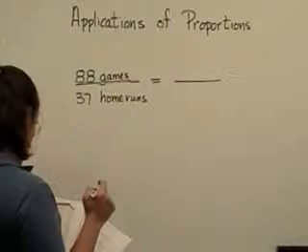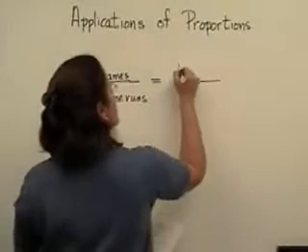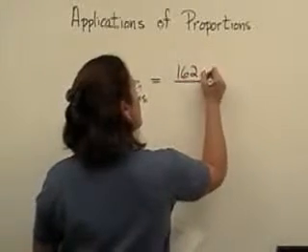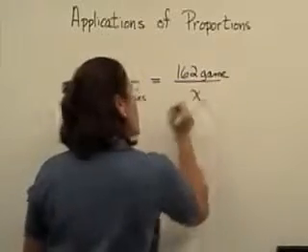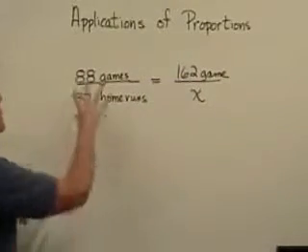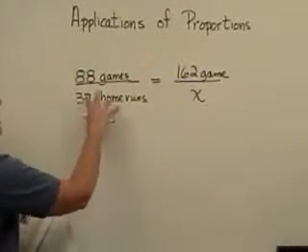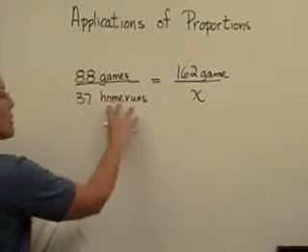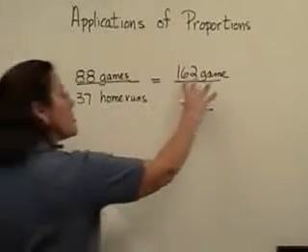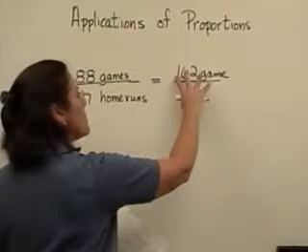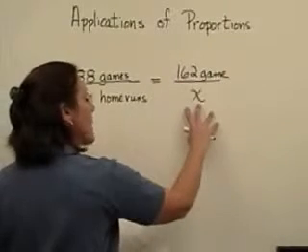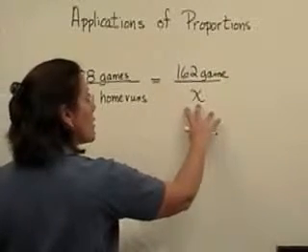What we want to know is what he would do in a 162-game season. How many home runs would he hit? If you choose to write the first fraction like this, the number of games he played over the number of home runs he hit, then in your second ratio, or your second fraction, you have to be sure to put the number of games on top and let x represent the number of home runs he's going to hit.